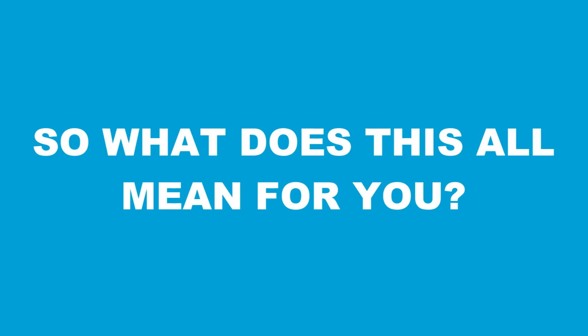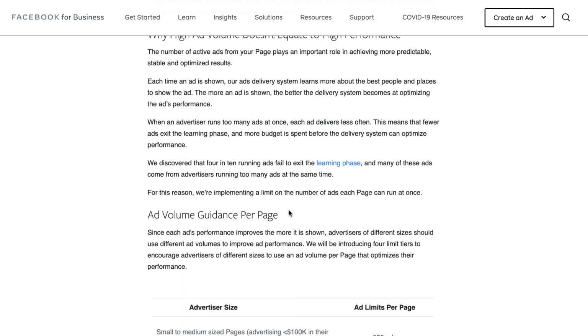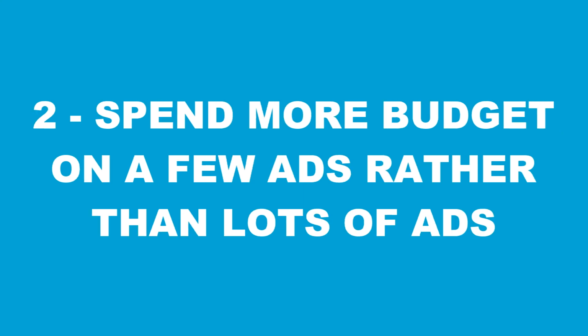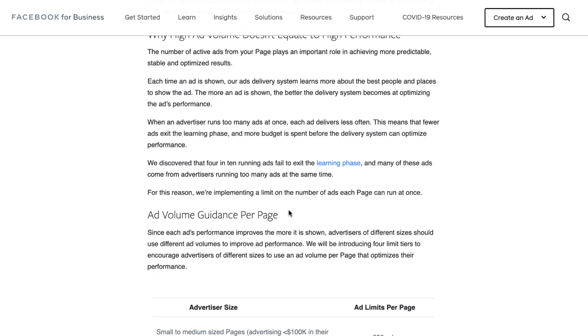So what's really the outcome of all of this? The outcome is to run fewer ads but focus on higher quality ads. So it's more about quality over quantity, and then spending more of your budget on a few ads rather than lots of different ads. And this can be done automatically by using the CBO campaign. And even if you have CBO campaign turned off, you can still do this by just running a few different ad sets at the same time.